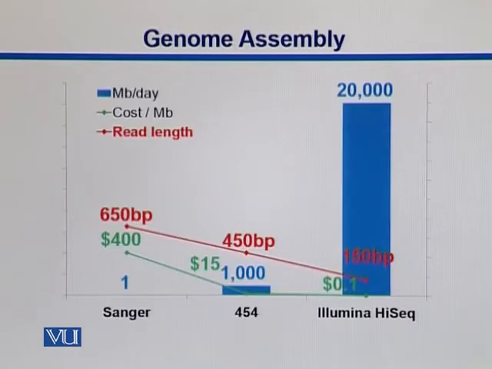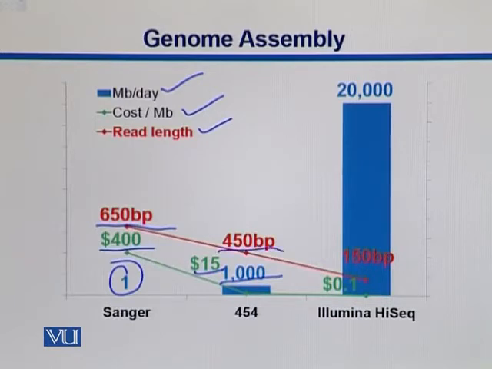Let's look into this picture. Here we have a comparison with the typical Sanger method. We are comparing three different metrics. Number one is how many MBs, million base pairs, we can produce a day. Number two is their cost, and we are also looking at the read length which we are getting. So Sanger can give 1 MB per day at the cost of $400, and the read length is longer, whereas 454 gives 1000 MBs at $15 per MB, whereas the read length is 450 base pairs.